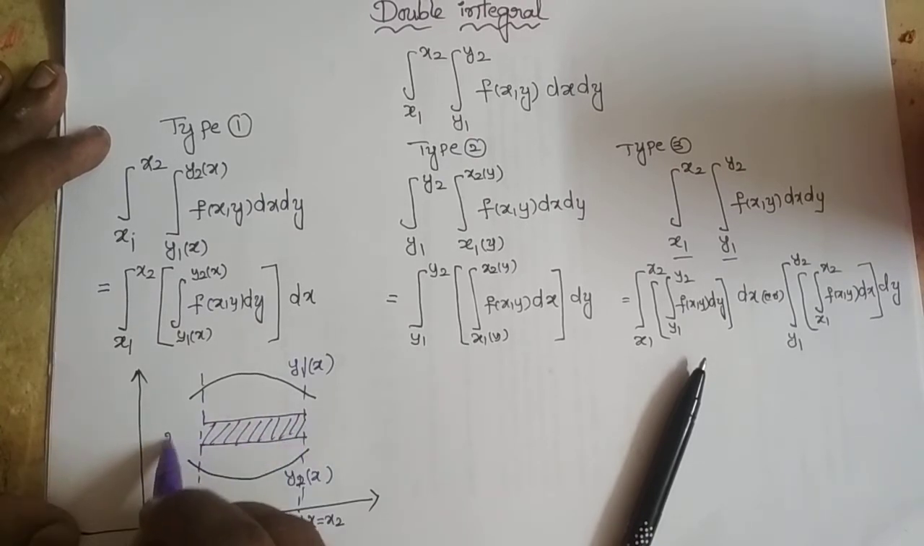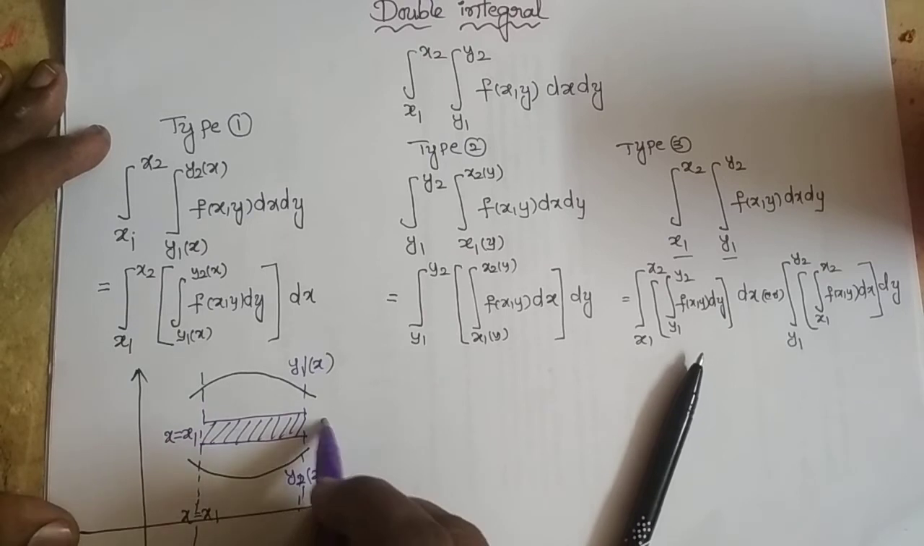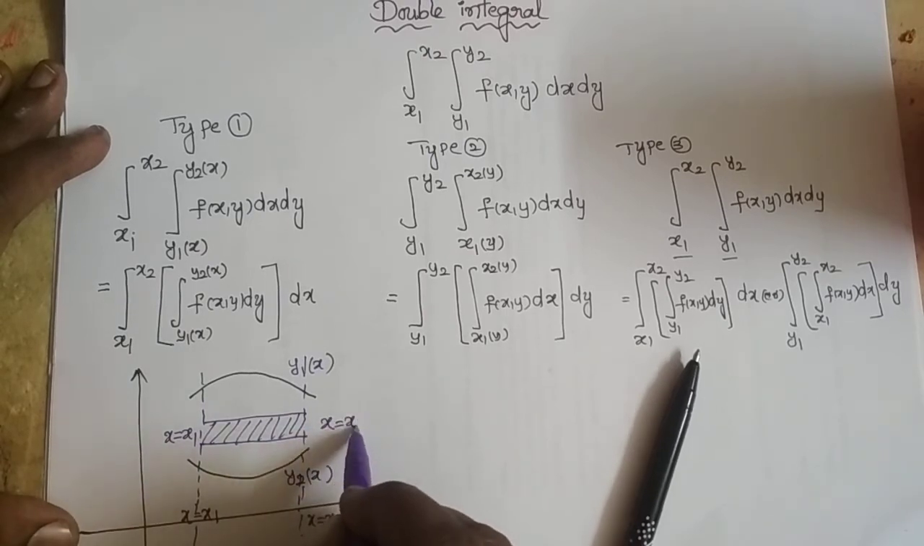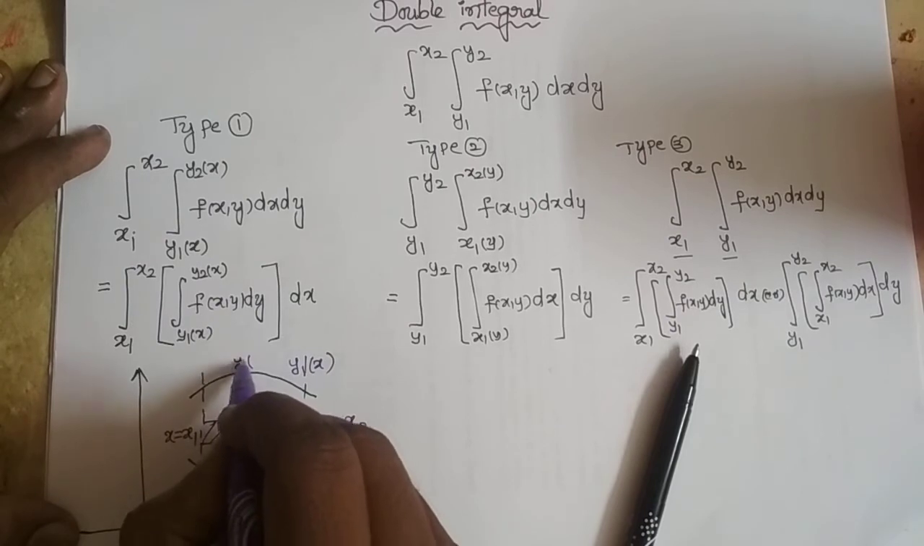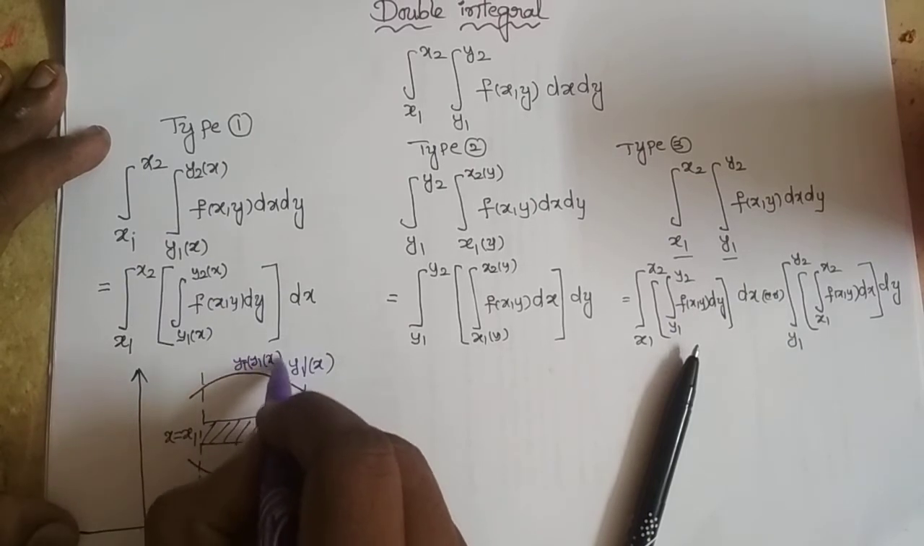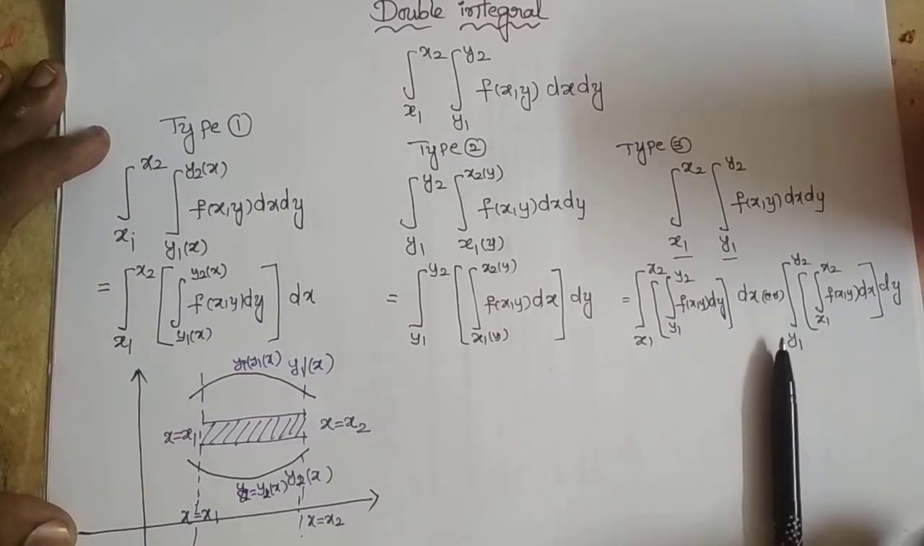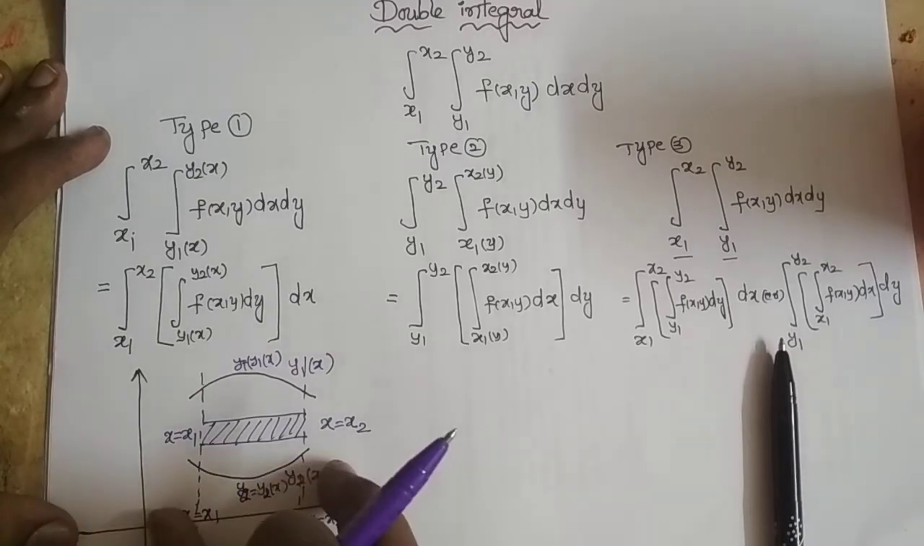So x's are boundaries, x is equal to x1 and x is equal to x2. And the y limits are y is equal to y1 of x and y is equal to y2 of x. So this is the graphical representation of the first one, where we consider the x boundaries.